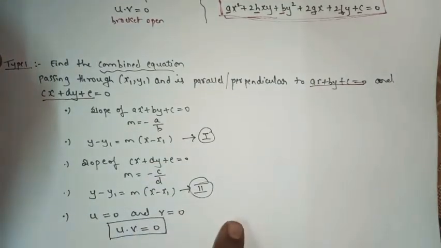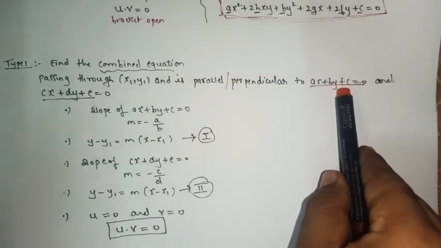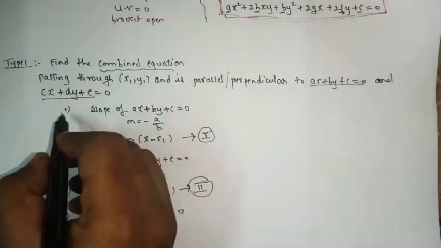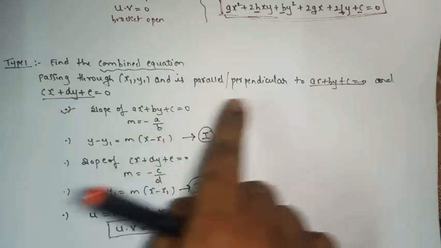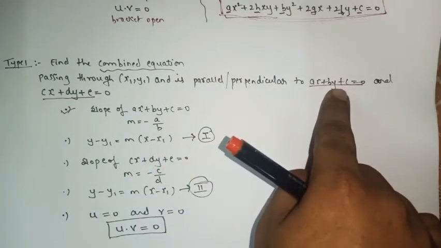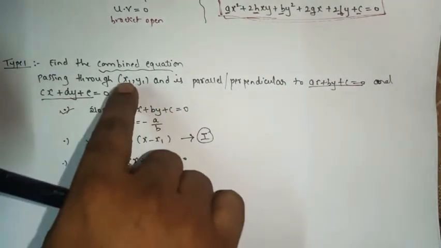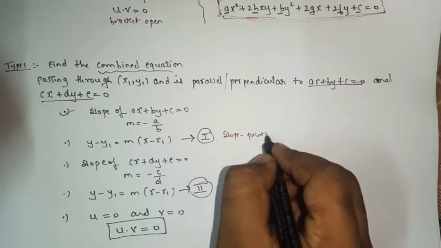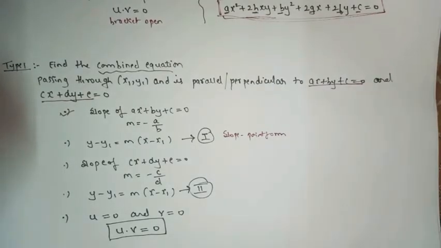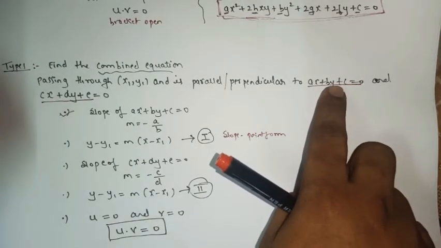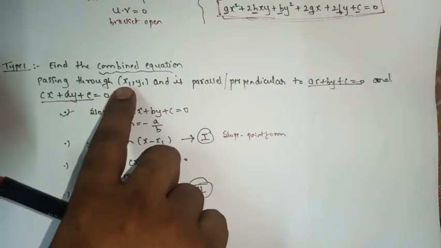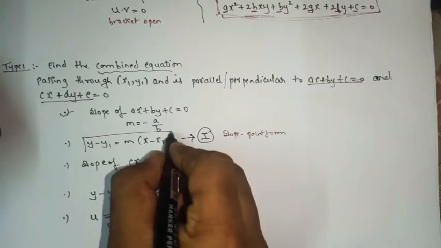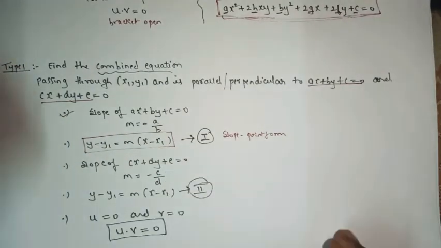So what exactly do you have to do? You will find the slope of this line, the first one. Simply follow this step. Slope of this line, then you will apply the slope-point form. Here we have (x1, y1), the point, and the slope, so in the slope-point form you will get one equation. We'll give this equation number 1.